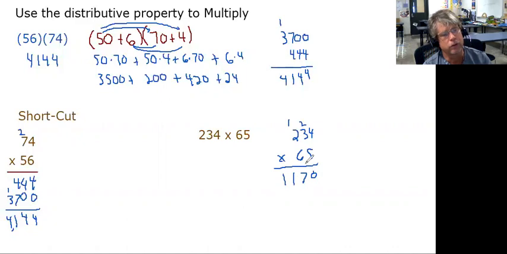So when I come to this next row, the 6 is really a 60, so we put a zero there to hold the place value, then we just focus on the 6. 6 times 4 is 24. So we carry the 2. 6 times 3 is 18, plus 2 more makes 20. Carry the 2. 6 times 2 is 12, plus 2 more makes 14.